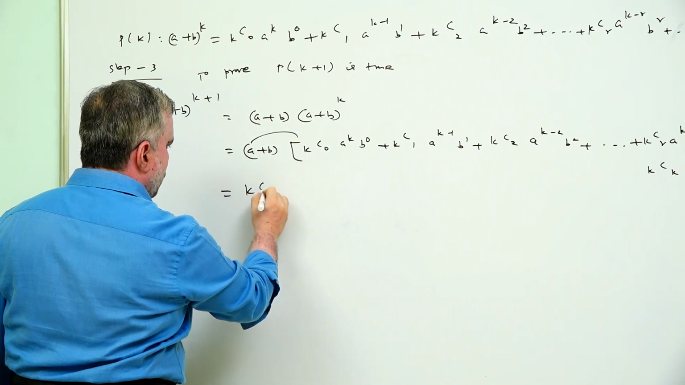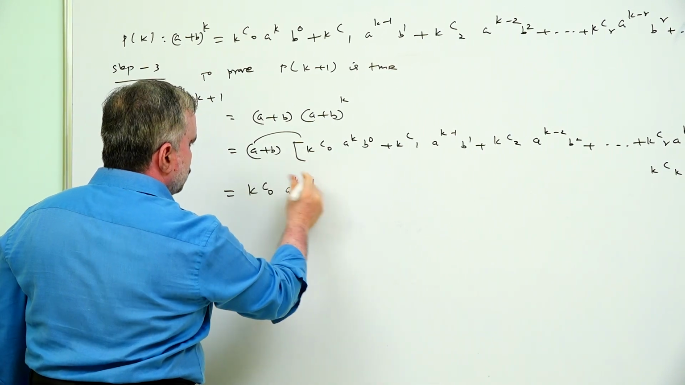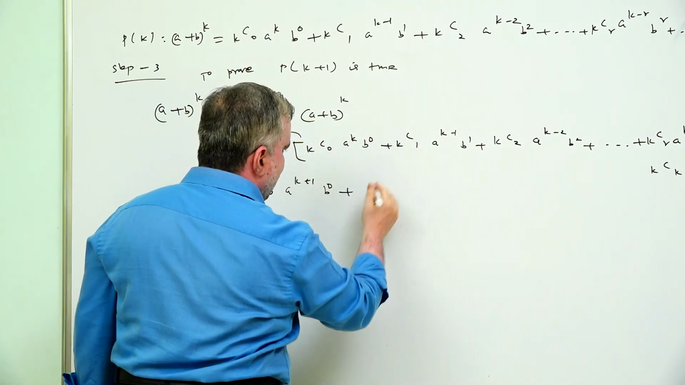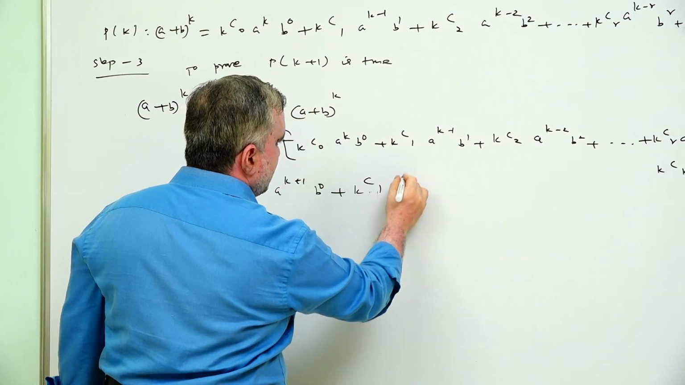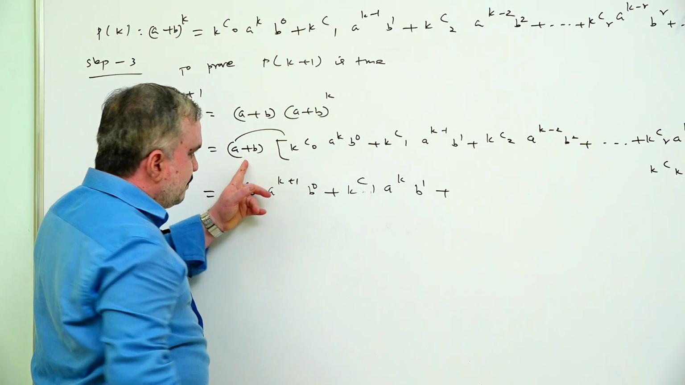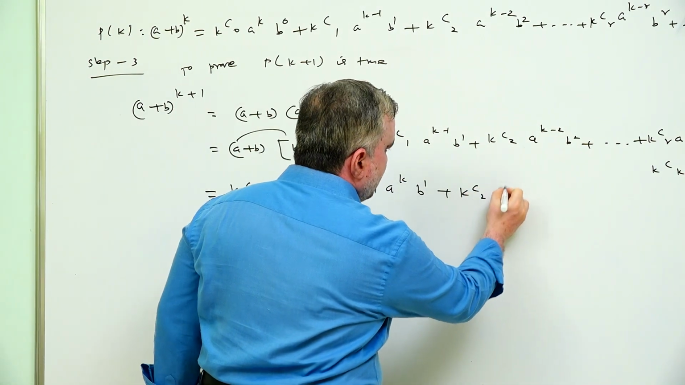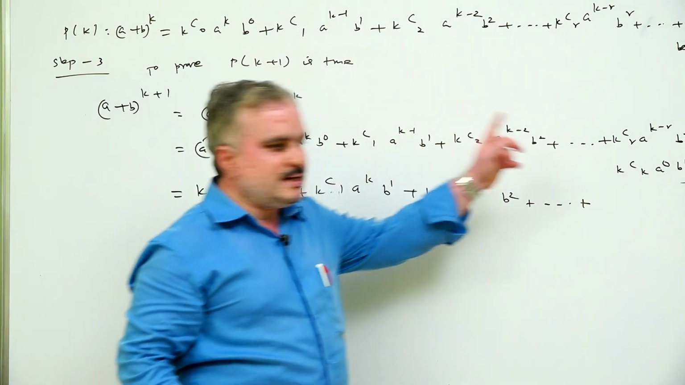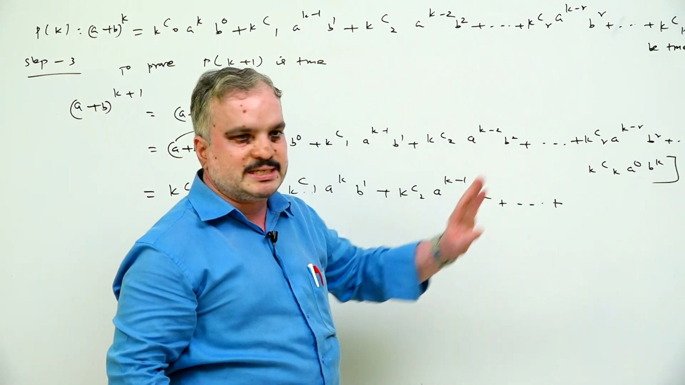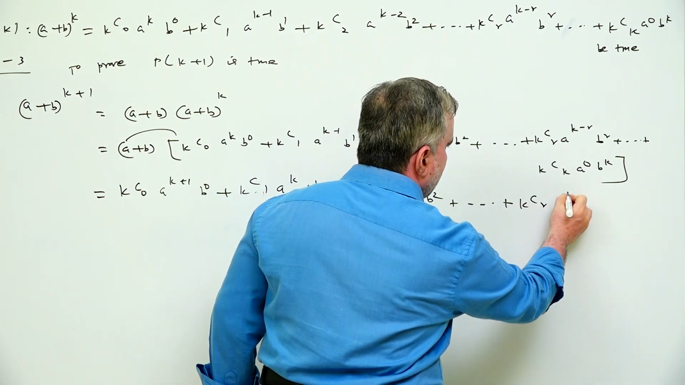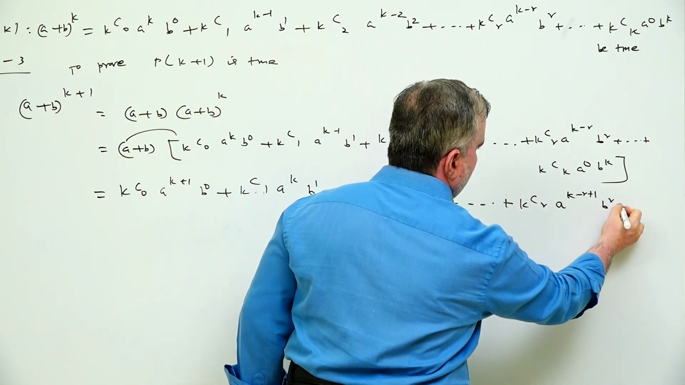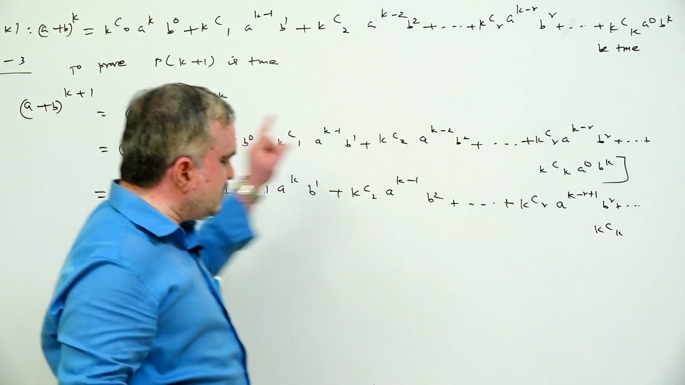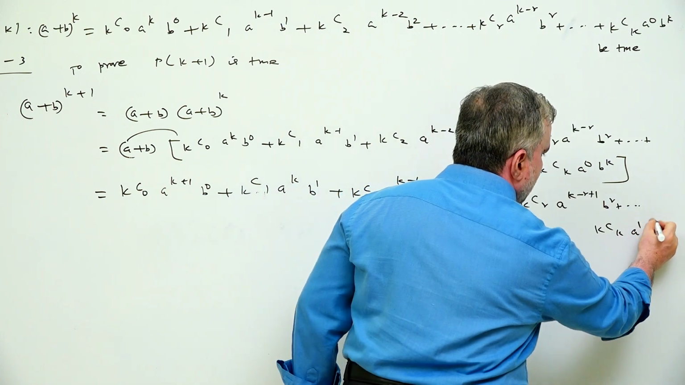Multiply with a each term of the bracket. So a times kC0 a^k gives a^(k+1) b^0. Multiply with a: kC1 a^k b^1. Multiply with a: kC2 a^(k-1) b^2. A into kCr a^(k-r) b^r, we get kCr a^(k-r+1) b^r, ... plus kCk a^0 into a, we get a^1 b^k.